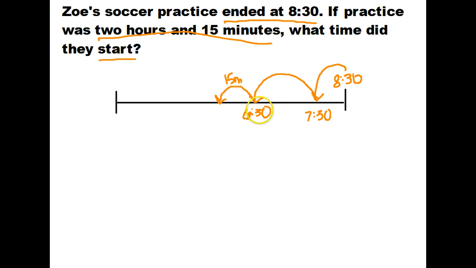So 6:30, 30 minutes minus 15 minutes gives me 15 minutes. So she would have started practice at 6:15. And there's our starting time. Practice ended at 8:30. 2 hours and 15 minutes elapsed between the starting time and the ending time, which means that practice began promptly at 6:15.